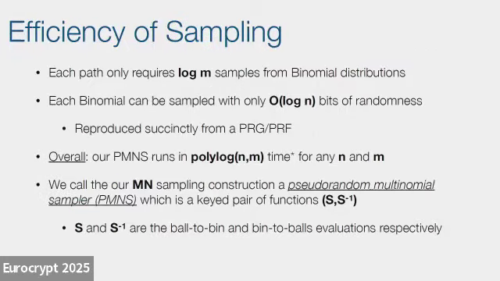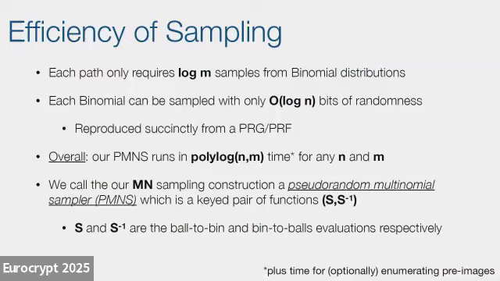We have an efficient multinomial sampling algorithm. Each path only requires log m samples, and each binomial can be sampled with only log n bits of randomness. This is a fun fact I learned on this project, actually. And so this runs in polylog nm time, kind of ignoring enumerating pre-images when you have a very big domain and a small range. We can talk about that more at the end.